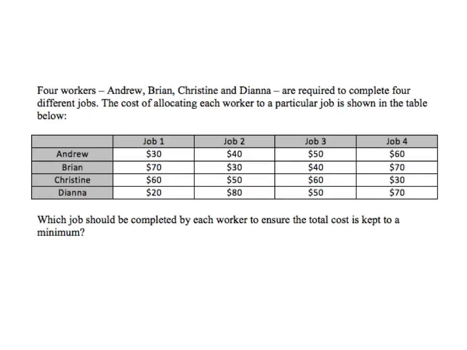In this particular example, we're told we've got 4 workers, Andrew, Brian, Christine and Diana, who can complete 4 different jobs according to these costs. So, for example, Andrew will cost $30 if we get him to do job 1, $40 if we get him to do job 2, and so on. We're asked which job should be completed by each worker to make sure that the total cost is kept to a minimum. And we can do that using the Hungarian algorithm.